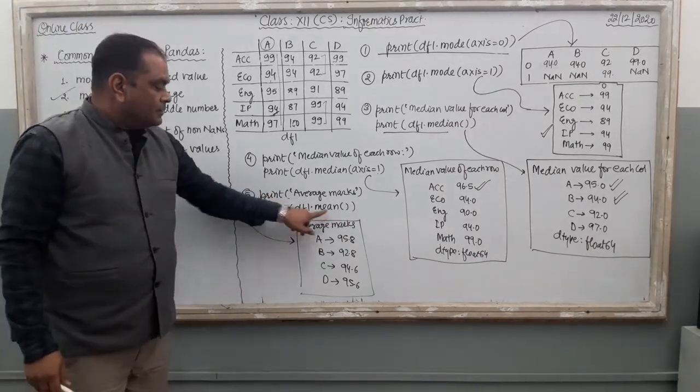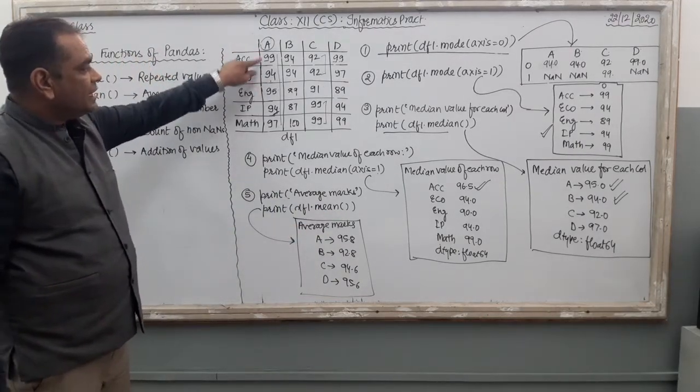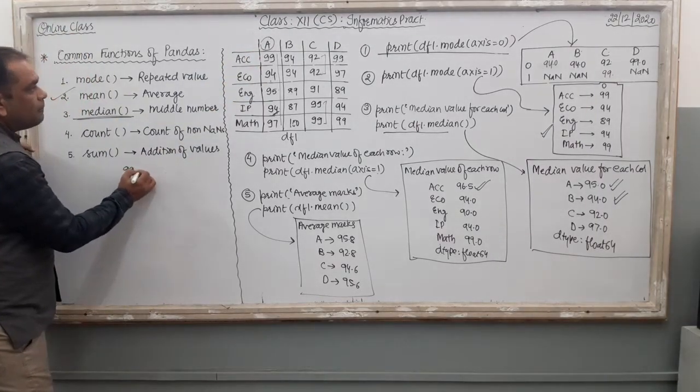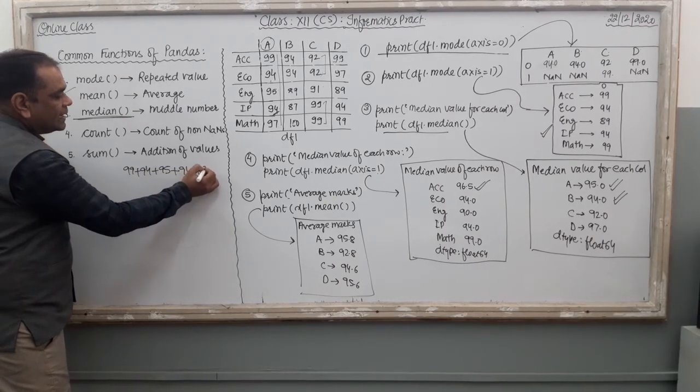df1.mean on the basis of axis 0. What is the mean here? Just take all the values. कैसे करना है देखो, 99 plus 94 plus 95 plus 94 plus 97.